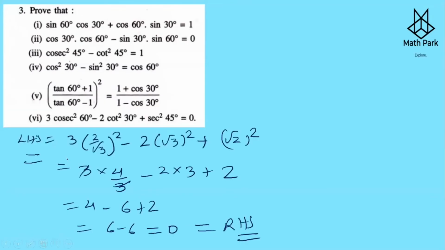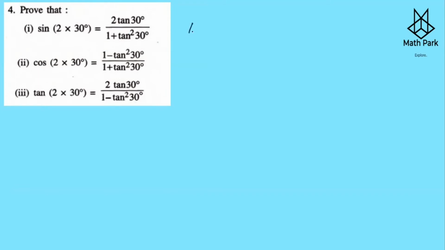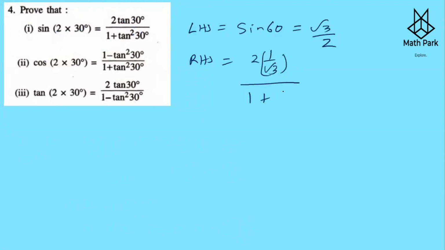Got it? Moving to the next question, sine 2 times 30 equals 2 tan 30 upon 1 plus tan square 30. Let us take LHS. So LHS is sine 2 times 30, which is sine 60 degree. Now sine 60 is root 3 by 2. Okay, let us start with RHS. So RHS, we have 2 tan 30. Now tan 30 is 1 upon root 3. So 2 times 1 upon root 3 upon 1 plus tan square 30. That is 1 upon root 3 and then the square of this. So you get 2 upon root 3 upon 1 plus 1 by root 3 square is 1 upon 3. So let us take the LCM and solve over here.